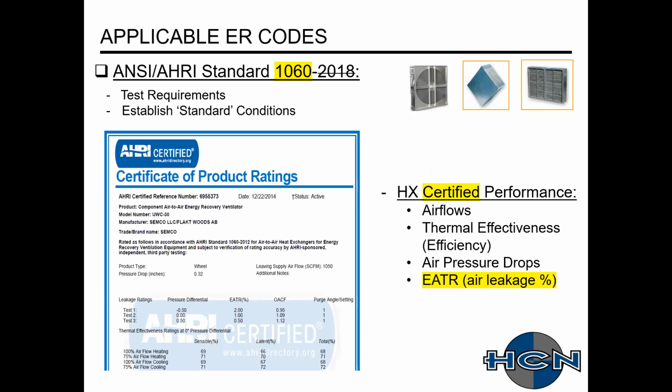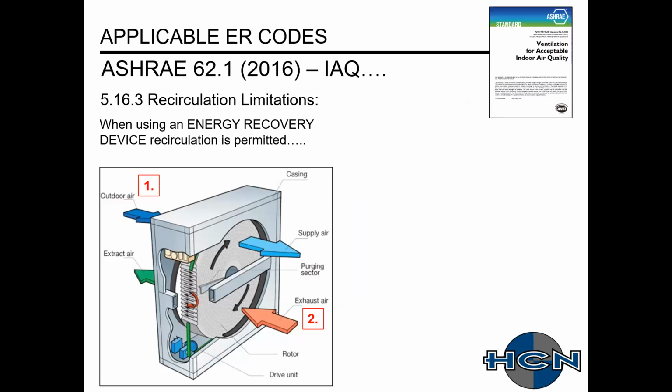And then the information contained in that certification, what they are testing, is the airflows and the thermal effectiveness. This is basically how efficient it is. They go through the air pressure drops, and then for today's presentation, the one item that we'll discuss further is EATR. That stands for exhaust air transfer ratio. That is the air leakage percentage. All right, we'll talk about that further as we continue on today.